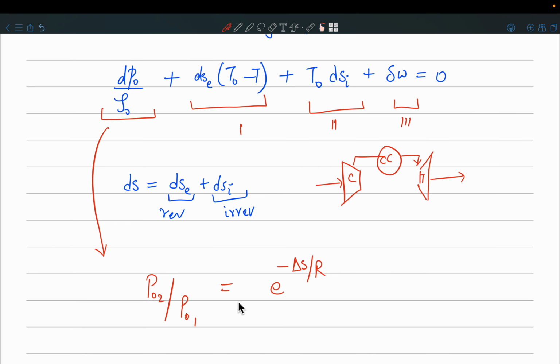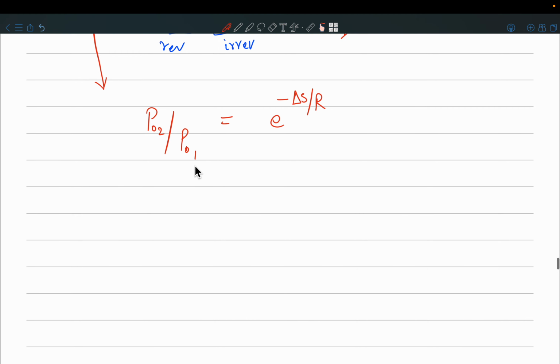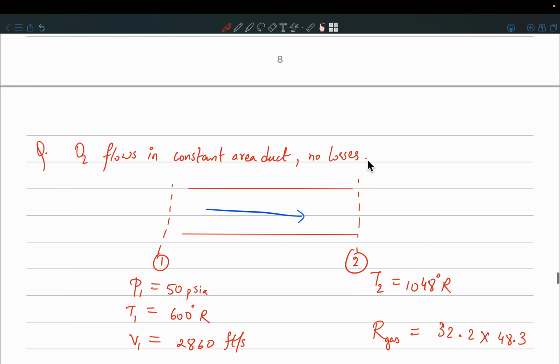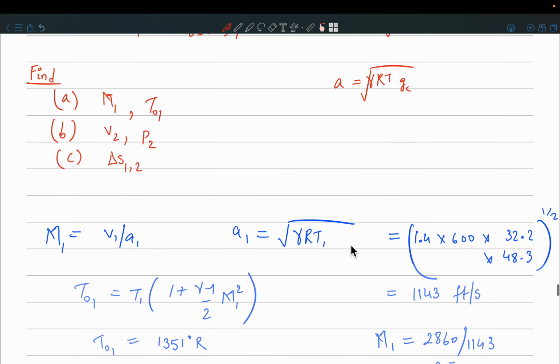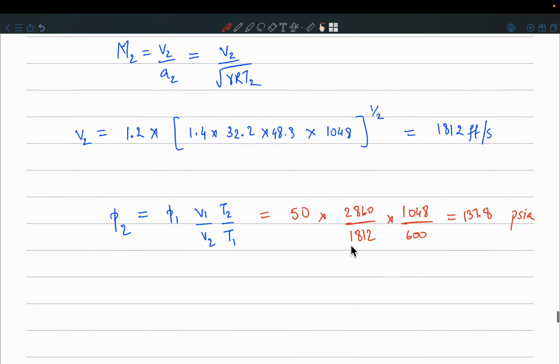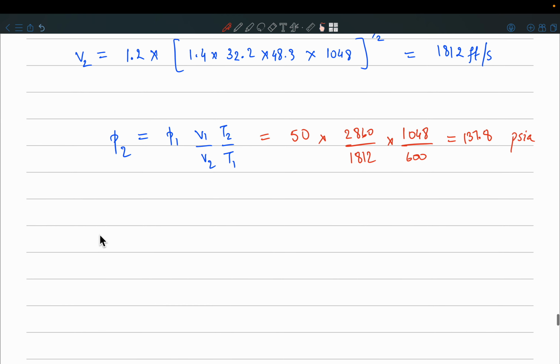So we know all the quantities at station 1 and 2, and we have assumed that there are no losses due to friction, but there could be some other type of losses, right? Oh, sorry, there are no losses due to heat, because the pipe itself is insulated. But there could be losses due to friction. Okay, so what will you do? You know P1, you know M1, you will have to find P01. Okay, so find P01, find P02, and then find delta S.